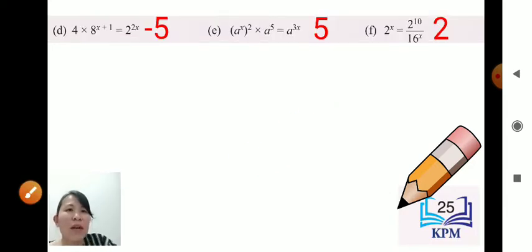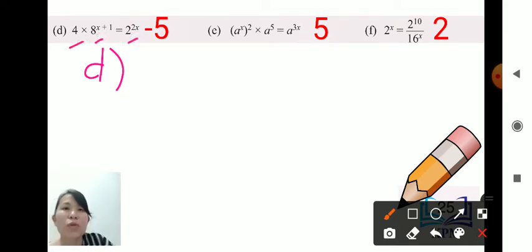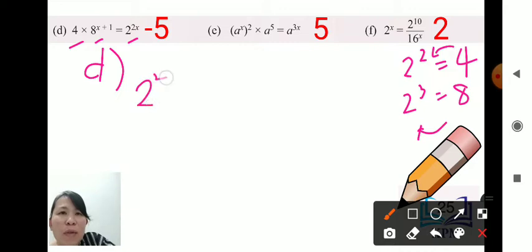Question D. Is this harder? This is base 4, base 8, base 2. So you change all to base 2. Remember 2 to the power of 2 is 4, and 2 cubed is 8. So you change 4 and 8 to this, into base 2. It will be very easy for you. 4 is 2 to the power of 2. 8 is 2 to the power of 3. Put them in brackets. Excuse my handwriting.